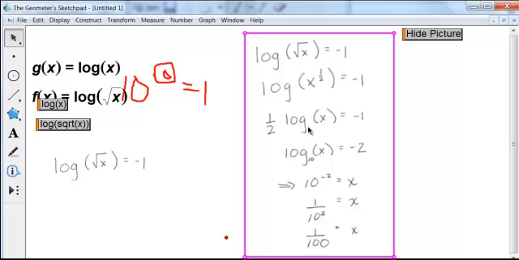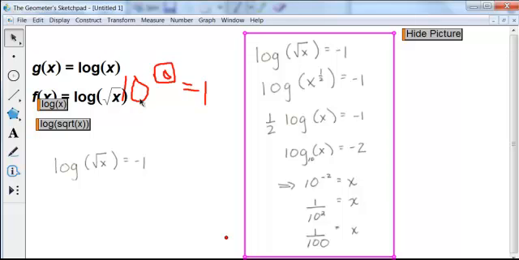Recall also, as I said earlier, that if there's no number here, it's assumed to be 10. So I'm going to rewrite this as log to the base 10 of x. I'm also going to get rid of this 1/2 by multiplying both sides by 2. So when I multiply this by 2 and this by 2, I get log to the base 10 of x is equal to -2.